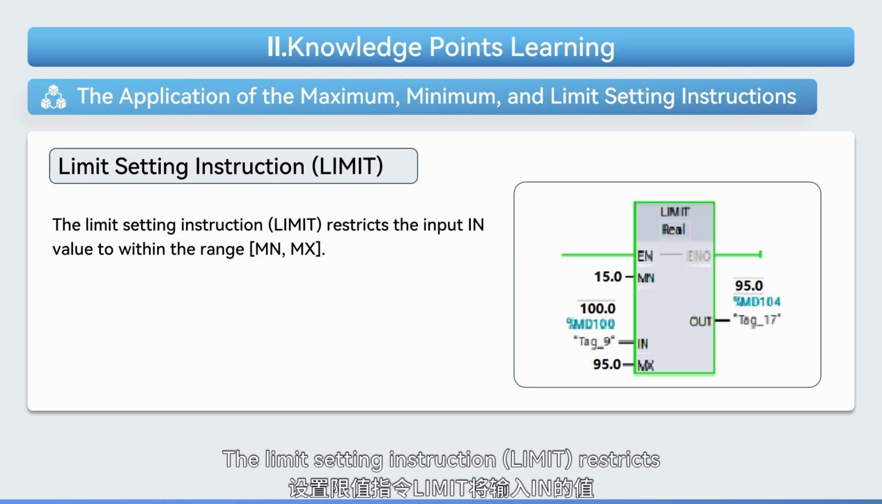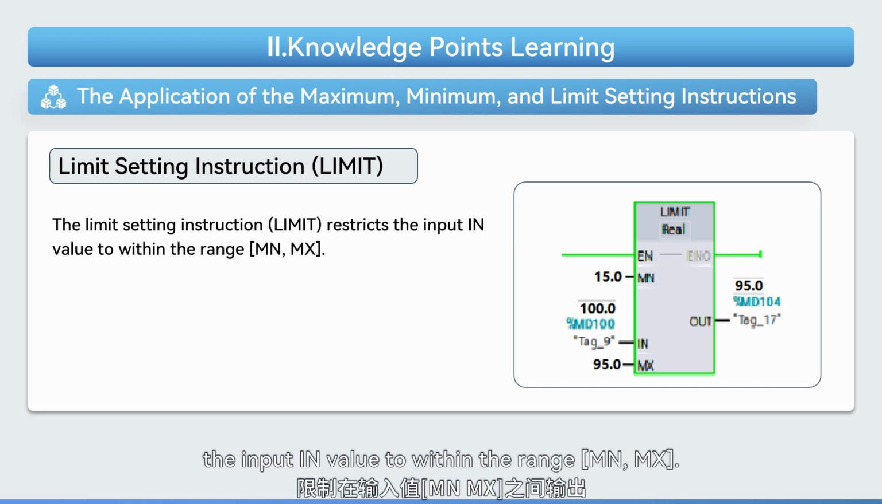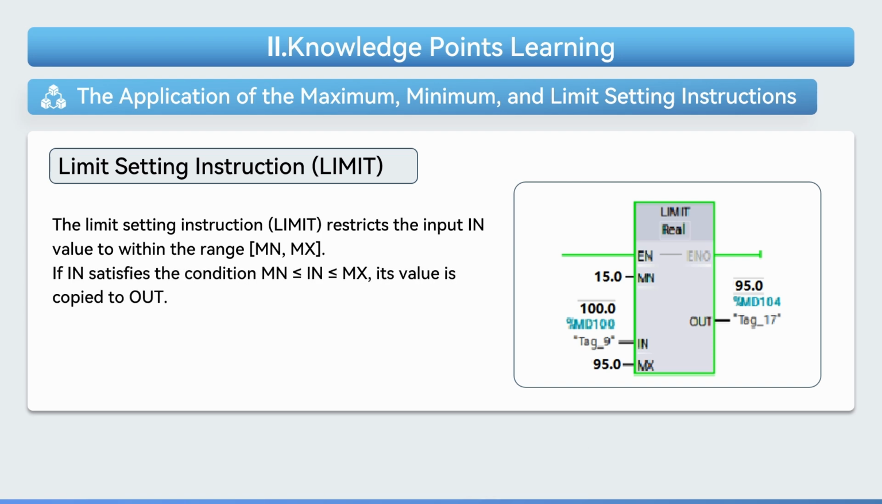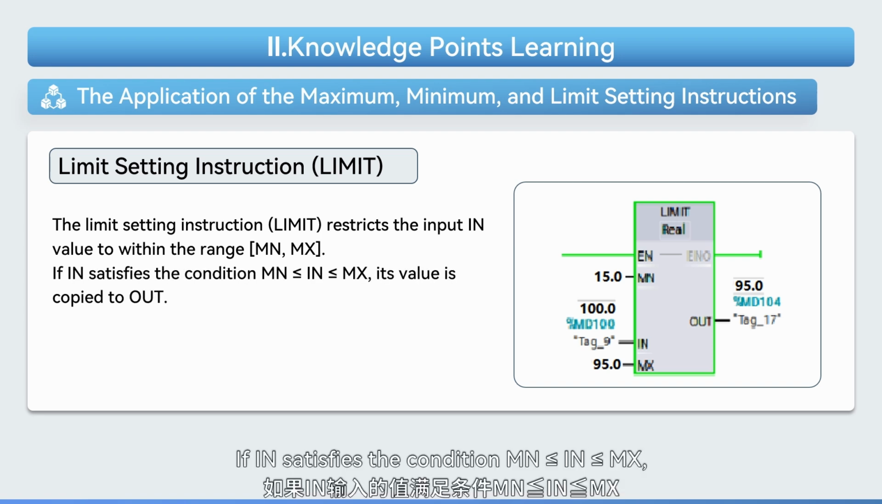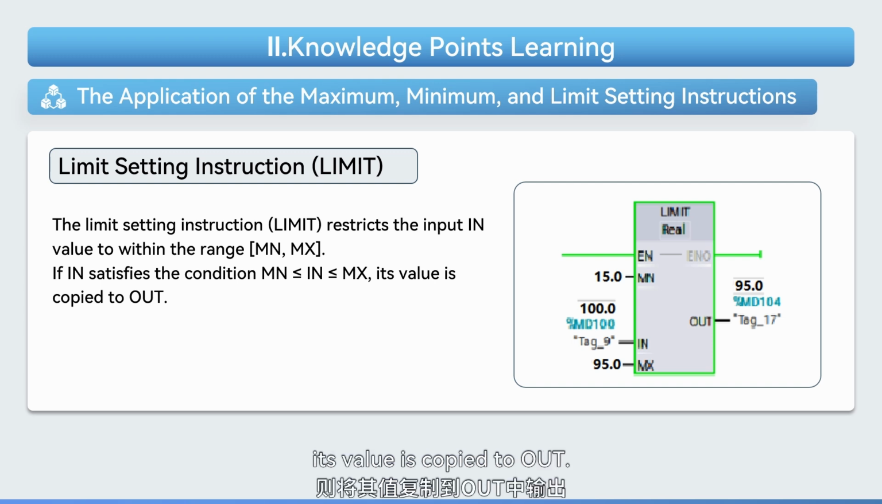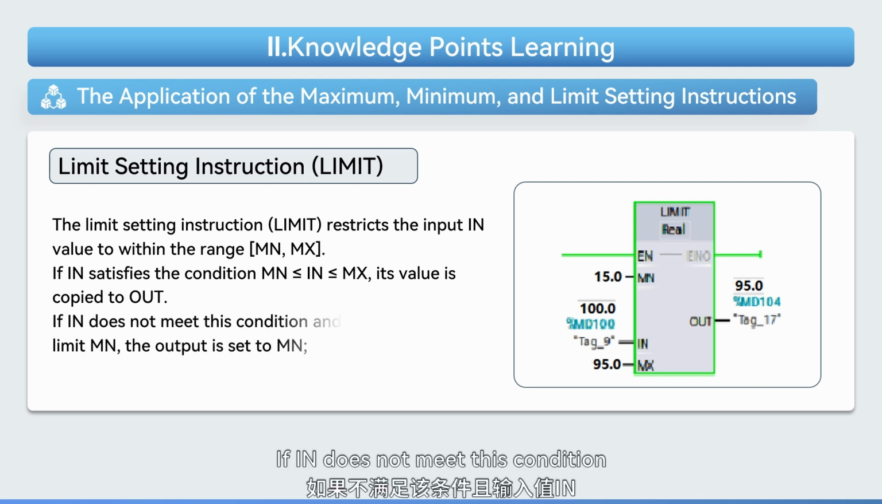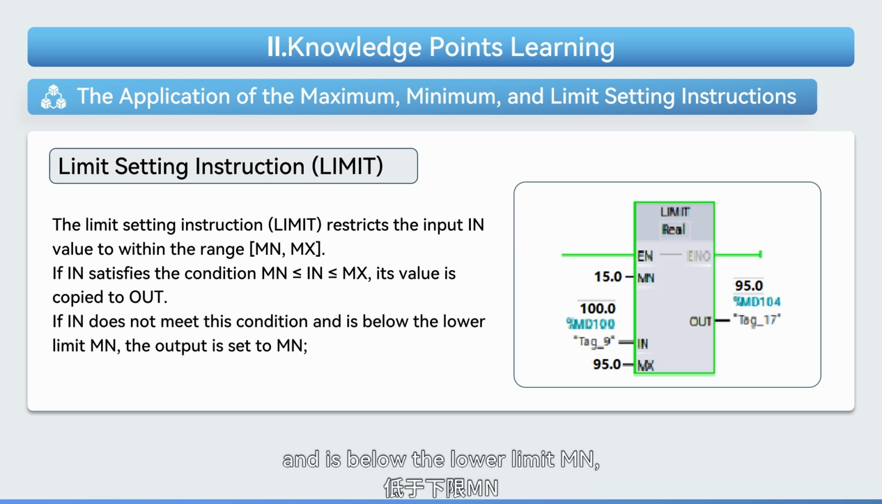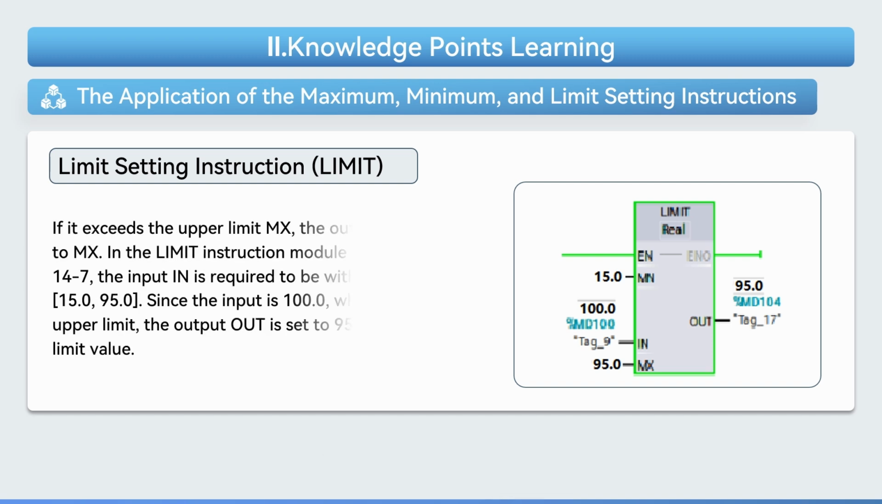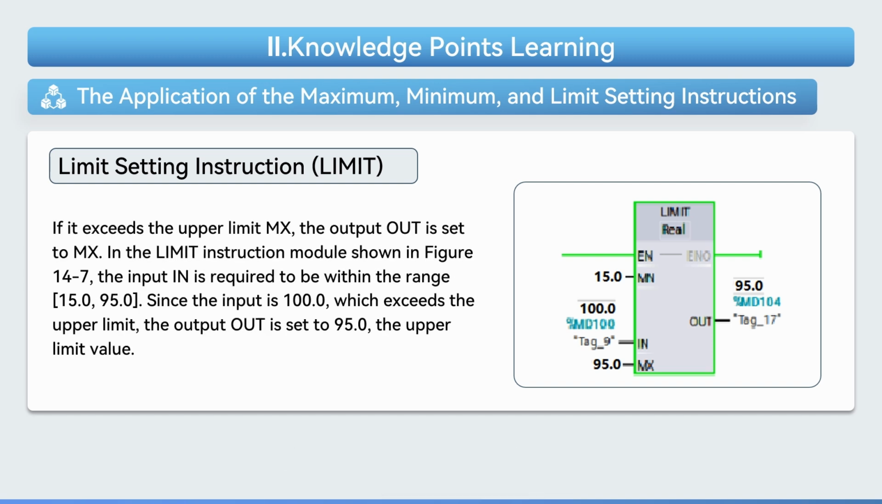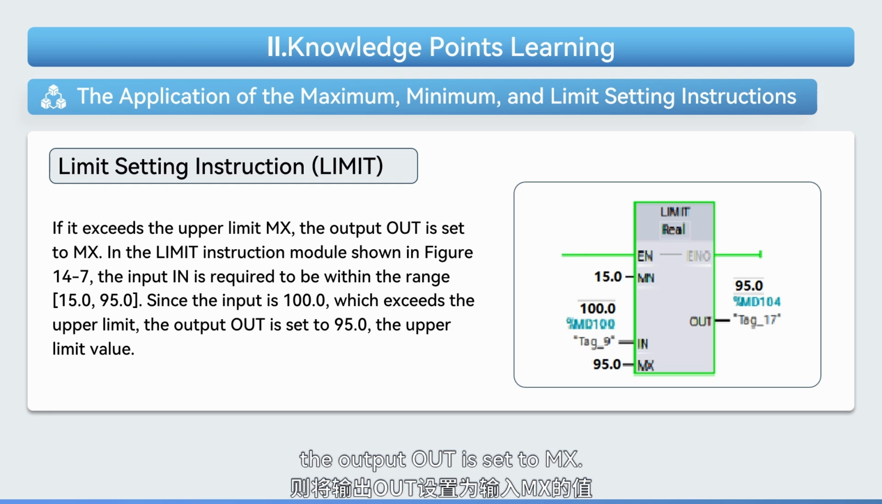The limit setting instruction, LIMIT, restricts the input IN value to within the range MN, MX. If IN satisfies the condition MN ≤ IN ≤ MX, its value is copied to OUT. If IN does not meet this condition and is below the lower limit MN, the output is set to MN. If it exceeds the upper limit MX, the output OUT is set to MX.